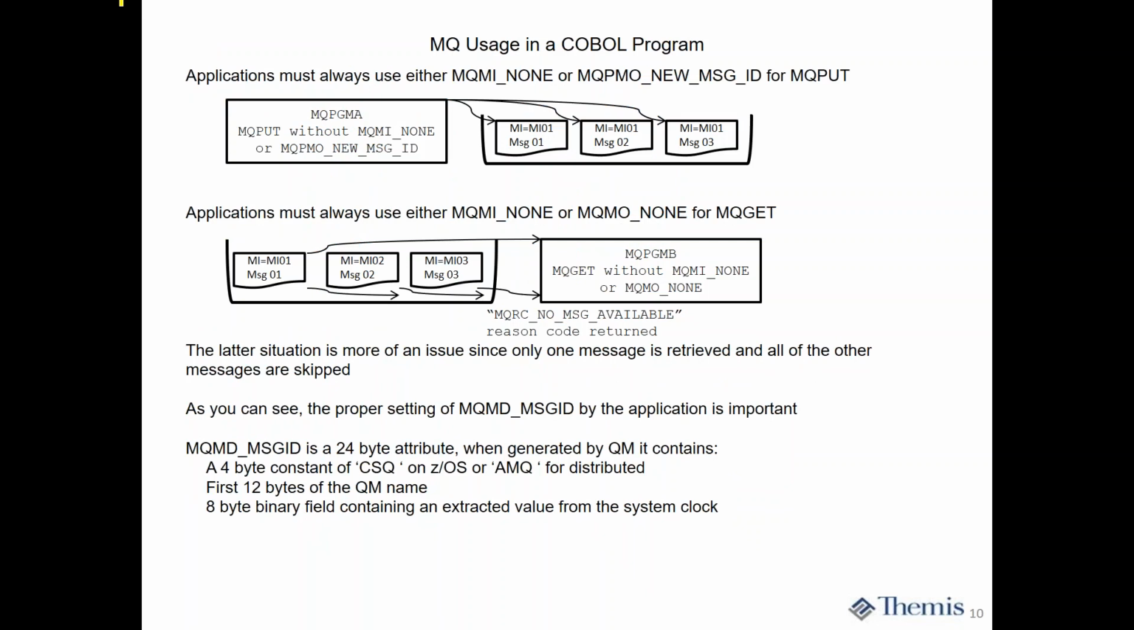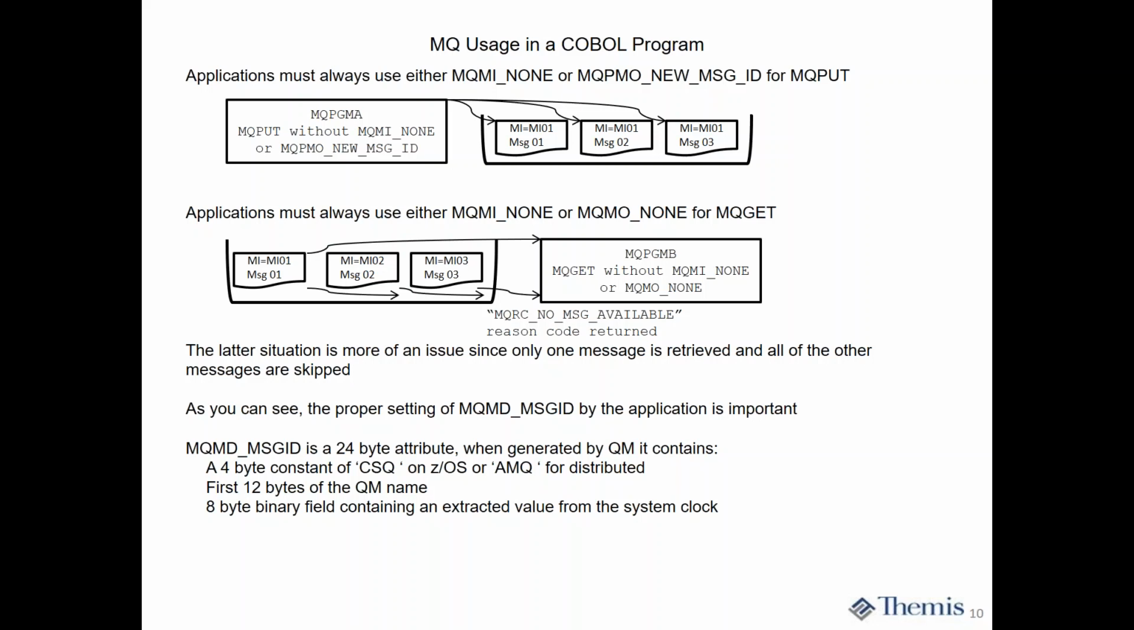One last little thing I associate with the application program, a very big issue in CICS or in any batch application. The application must always set MQMI_NONE or do MQPMO_NEW_MSG_ID on the MQPUT command or put one. That is so that MQ generates a unique message ID. If I don't do that, you can see what happens: messages 1, 2, 3 go into the queue with the same message ID. Now, message IDs are 24 bytes, as it says on the bottom of the screen.